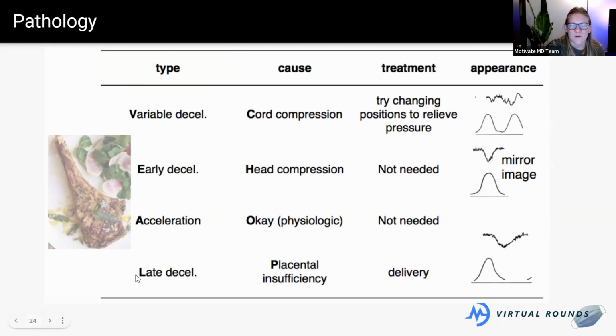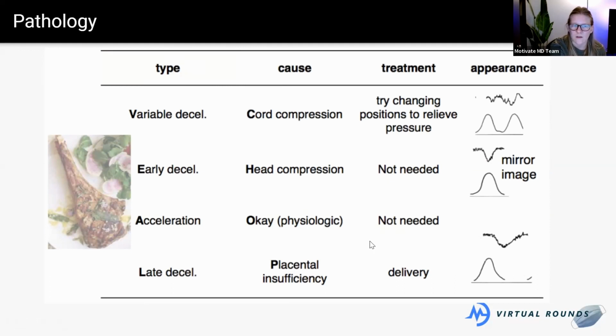And then the last one is late decelerations. And you can see, in contrast to the early decelerations where it's the mirror image, this is going to be pretty clearly off to the side, after the contraction has started to pass. That's when the heart rate's going to drop. And this is definitely the worst out of all of the different types of morphology that we're seeing, because this one is indicating placental insufficiency.